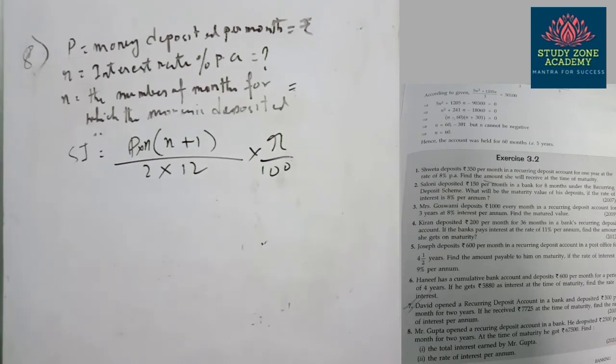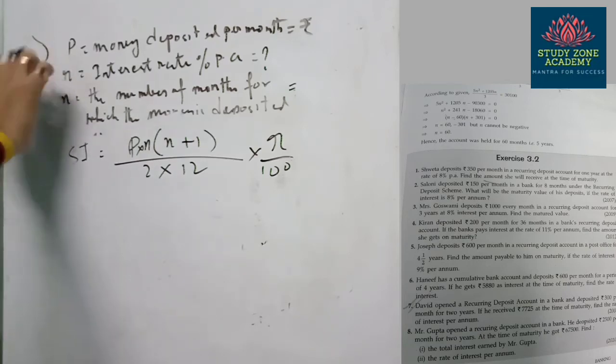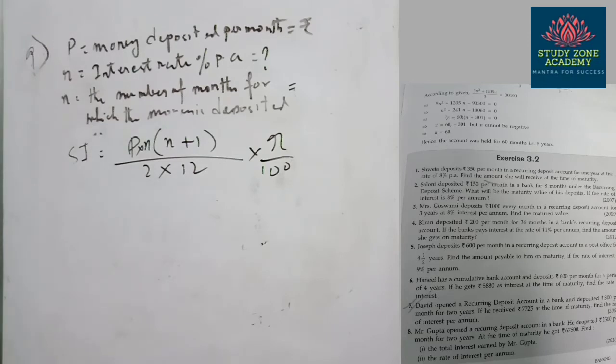Sum number 9. Mr. Jacob has a 5-year recurring deposit account in Bank of Baroda and deposits rupees 2400 per month. If he receives rupees 1,86,090 at the time of maturity, find the rate of interest and total interest earned by Mr. Jacob. Same. It's exactly like sum number 7 and 8. I've just read out question number 9. It's the same as sum number 7 and 8. Let us move on to the next sum, that is 10.